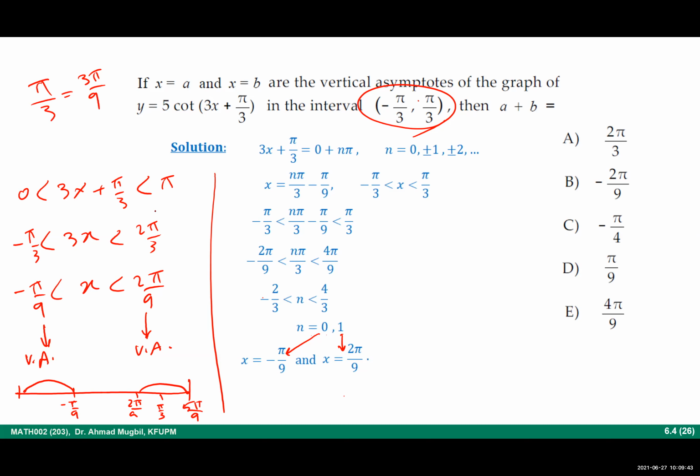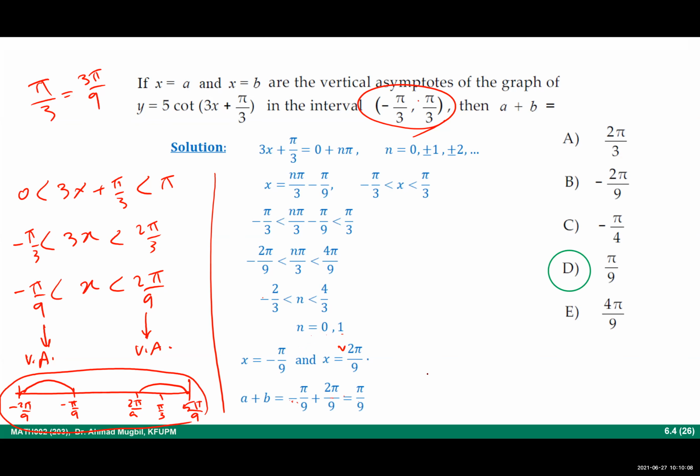If you subtract now, you will get negative 2 pi over 9, and this is, of course, greater than negative pi over 3. But this one, ya shabab, you may miss. This is not guaranteed. You may miss some. But for this one, you will not miss any. Add them now. It is pi over 9.